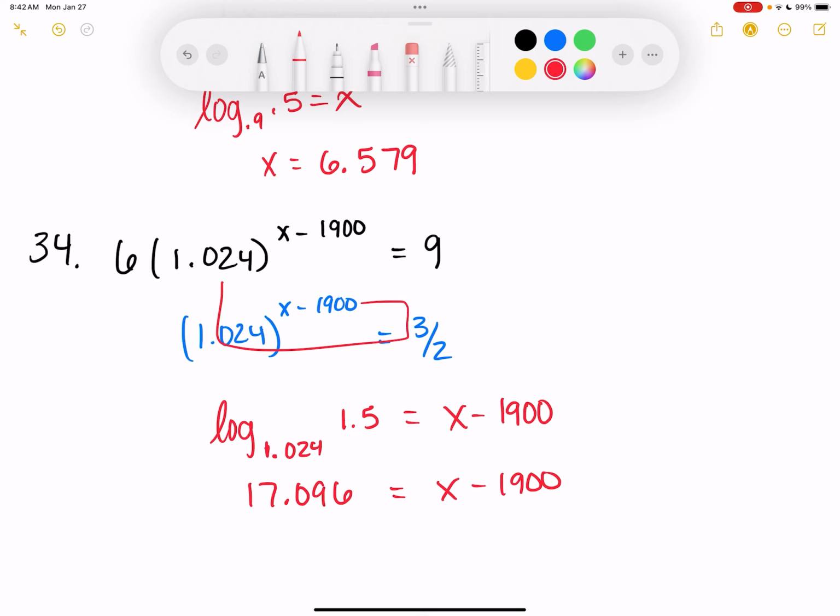But I need x by itself, so now I'm going to add the 1900. So I just wait till the end to do that. So plus 1900, not that many. So that gives me 1,917.096.